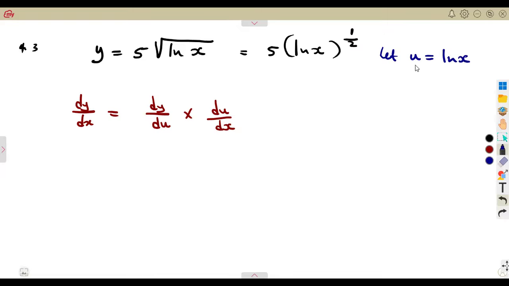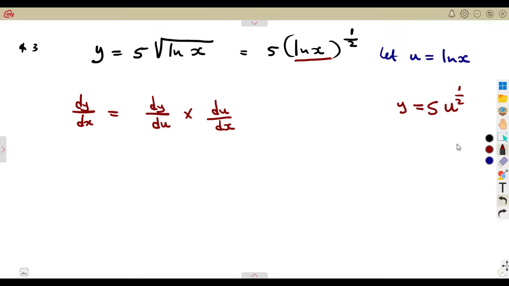If we have u as the ln of x, what does it mean? It means y now can be rewritten as what? Y can now be rewritten as 5, and in place of the ln, you're going to put the u. So it's now u to the exponent of what? Of a half. Okay, there's a 5 there. Don't forget the 5. So it's 5u to the exponent of a half. That's what we have there.